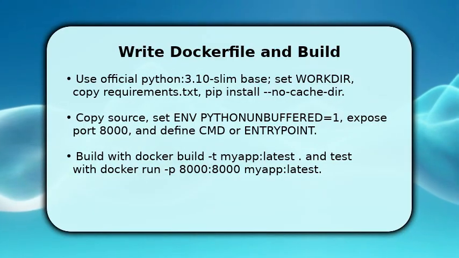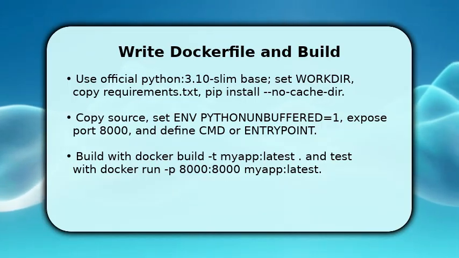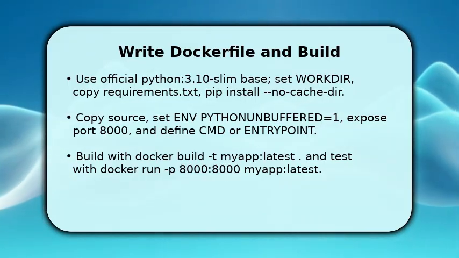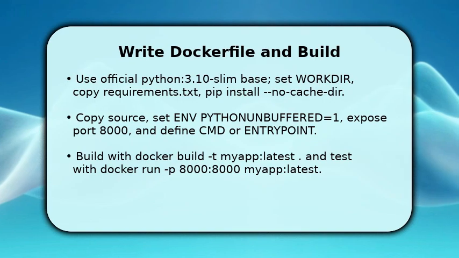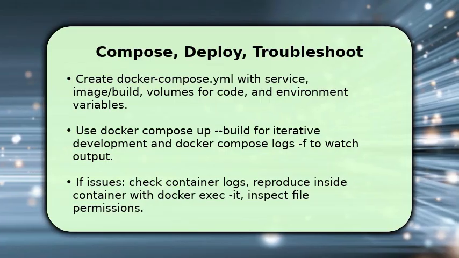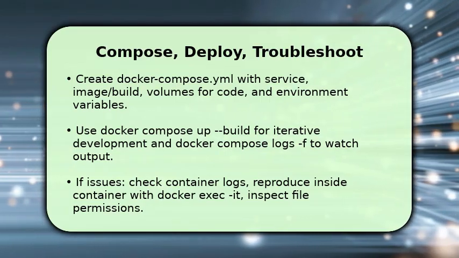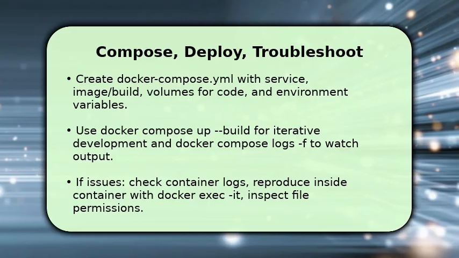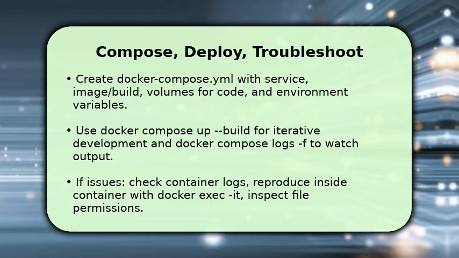After that, build the image with docker build -t myapp:latest, and run it, mapping host ports to container ports to validate. You complete the workflow by adding a Docker Compose YAML for multi-service setups or simpler lifecycle management. Include volumes for live code reload and env vars for config.